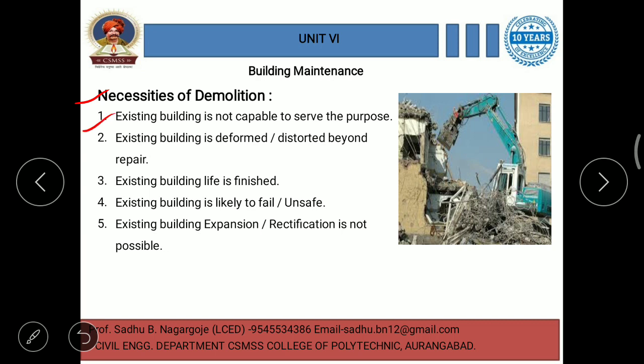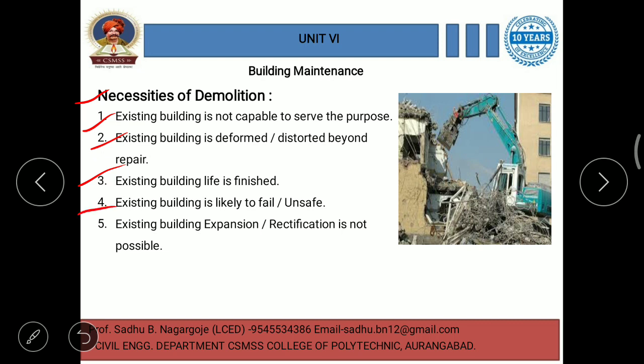Okay, so the necessities of demolition: why it is necessary to demolish any building structure. The basic reason behind demolition of a building is that the existing building is not capable to serve the purpose, or when the existing building is deformed or distorted beyond repair, then it is necessary to demolish. Again, if the existing building life is finished, in that case we need to demolish the structure.